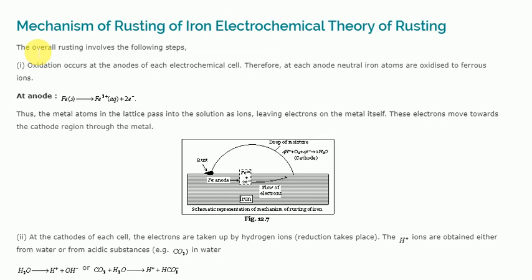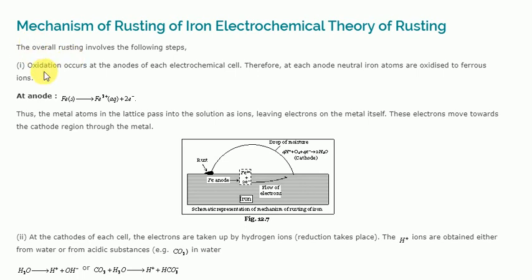So how can you prevent rusting? Various methods are there to prevent rusting: galvanization, painting, applying some grease or oils, making some alloys. Some steel is a combination of iron, carbon and chromium. Next, stainless steel is there, with a different type of mechanism. In this session we are going to discuss how rusting happens.